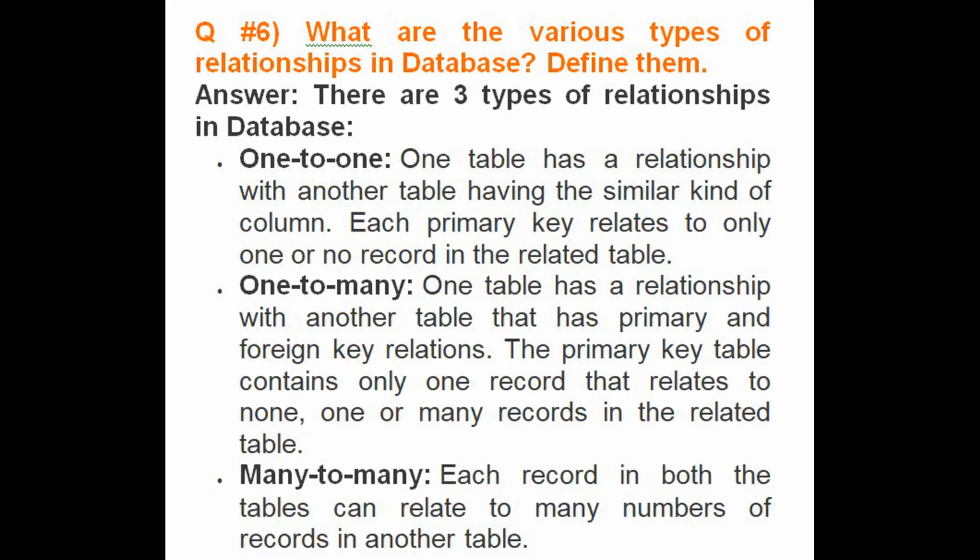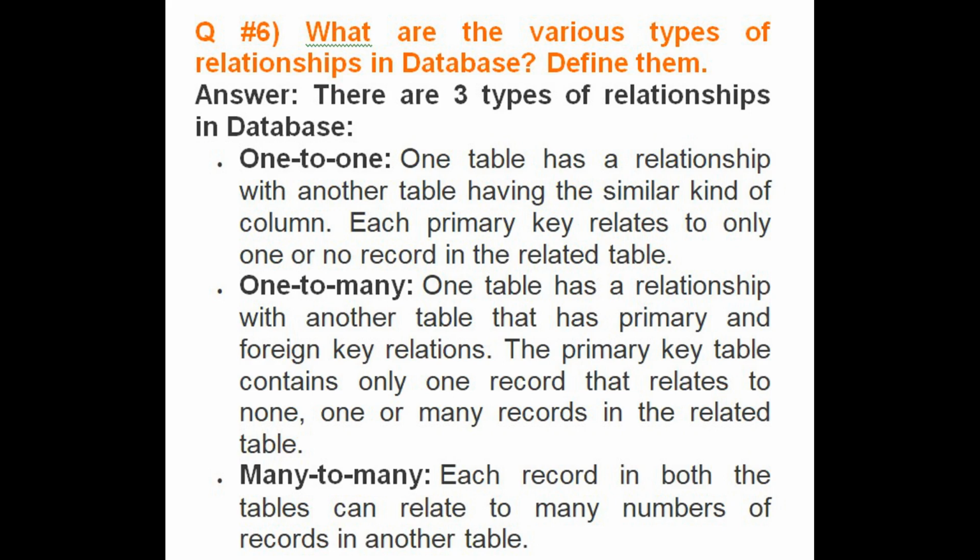Question 6. What are the various types of relationships in database? Define them. Answer. There are three types of relationships in database. One-to-one. One table has a relationship with another table having the similar kind of column. Each primary key relates to only one or no record in the related table.